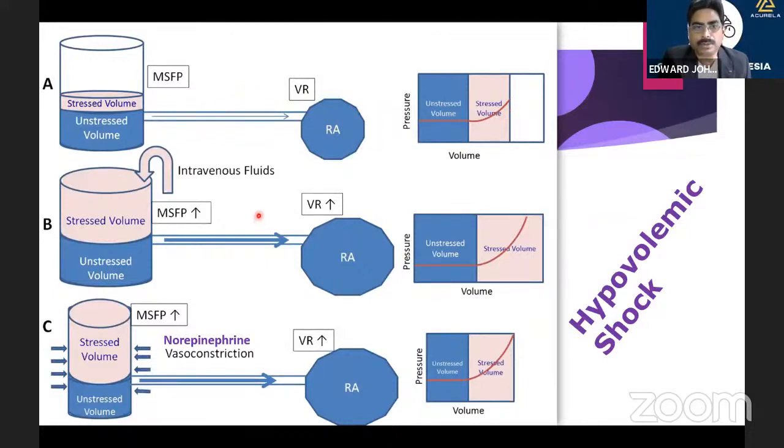So in hypovolemia, there is loss of stressed volume. When you add fluids, the stressed volume increases, so your venous return increases and your cardiac output increases. The other way of increasing the venous return is to cause vasoconstriction of the vessels. You convert the unstressed volume to stressed volume, so your venous return will be increased and your cardiac output will be increased by using norepinephrine.